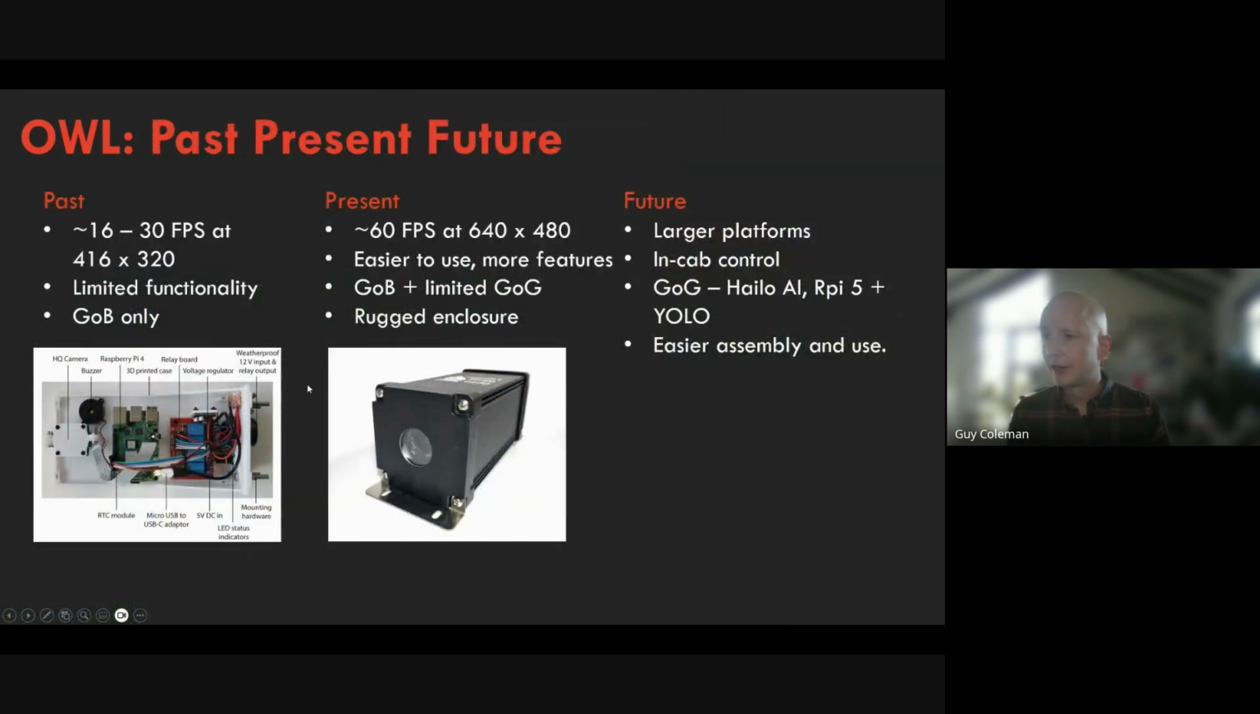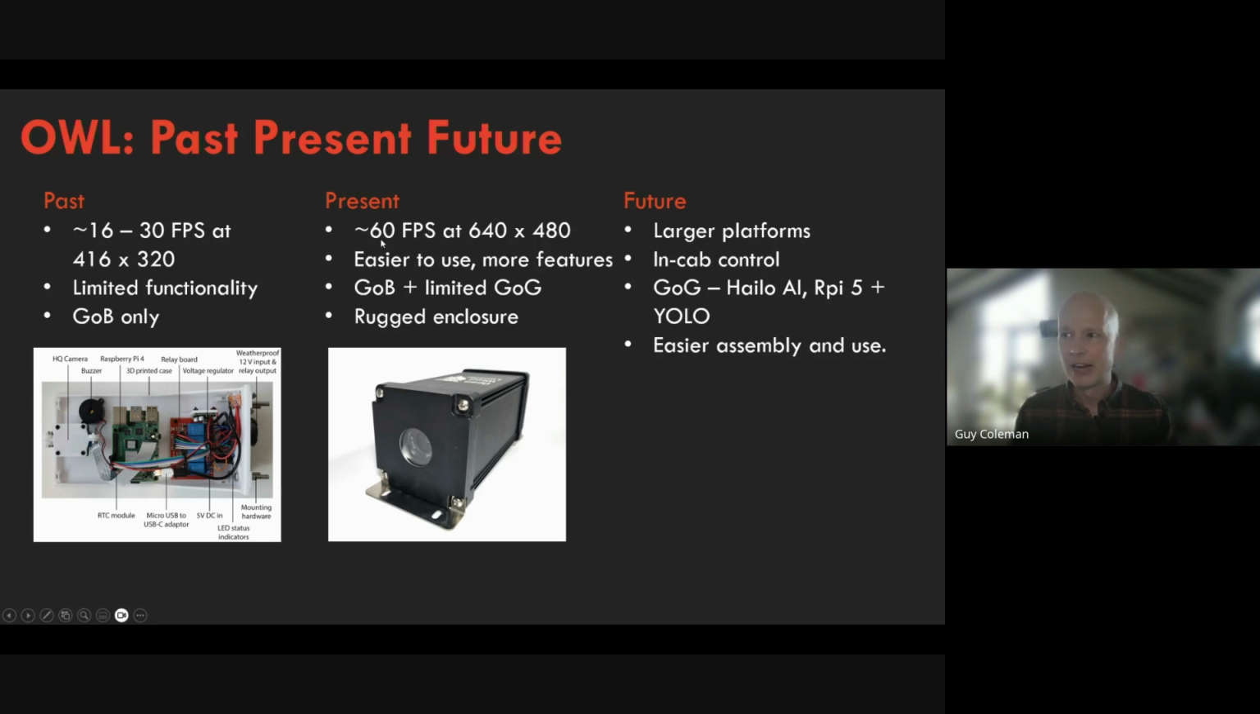And then onto the past, present, and the future. As I mentioned before, the past owls were quite slow. They were running at 30 to 60 frames per second at about 416 by 320 resolution, with limited functionality, green on brown only, and a whole ton of parts with small wires that could go wrong.